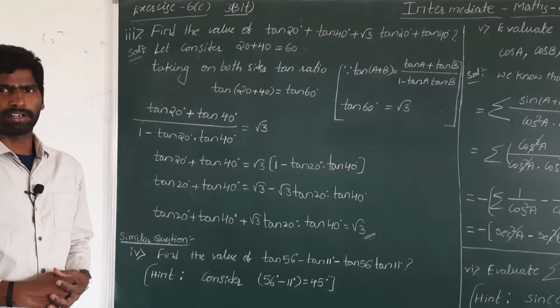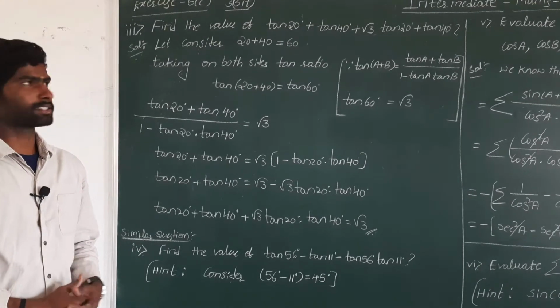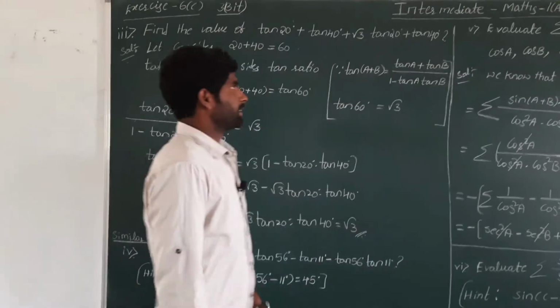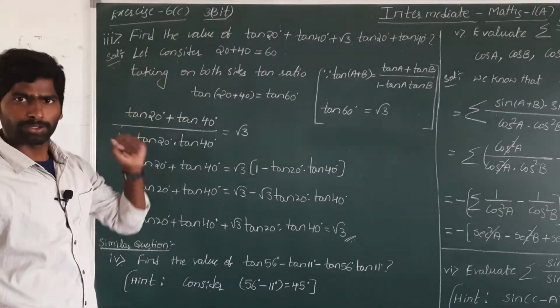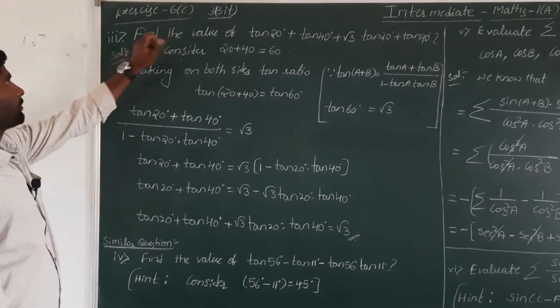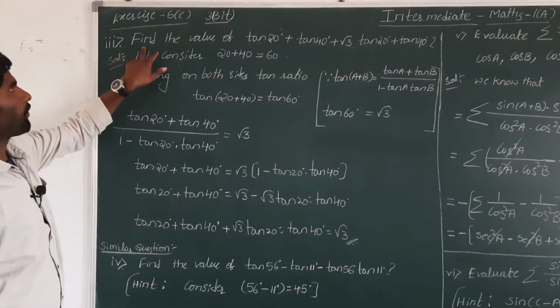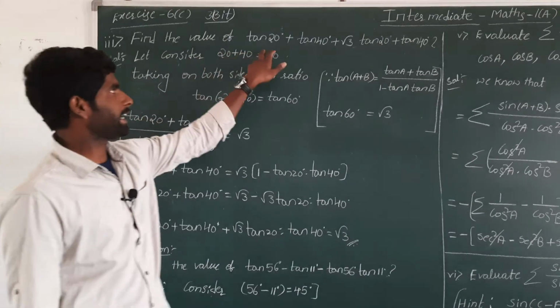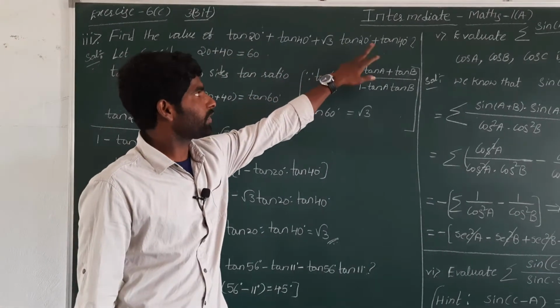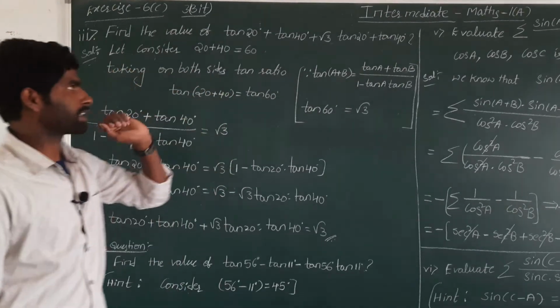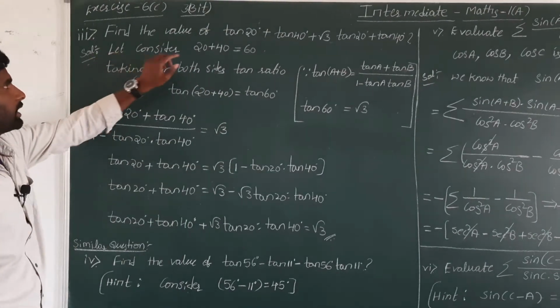Today we are discussing intermediate maths 1A. In exercise 6C, the third bit, we are discussing today. In the third one, find the value of tan 20 plus tan 40 plus root 3 tan 20 tan 40. Let's consider the solution.